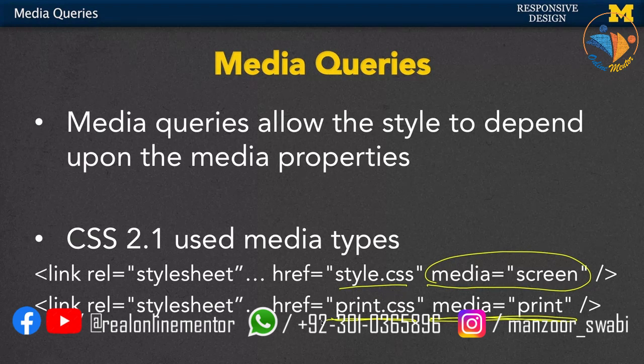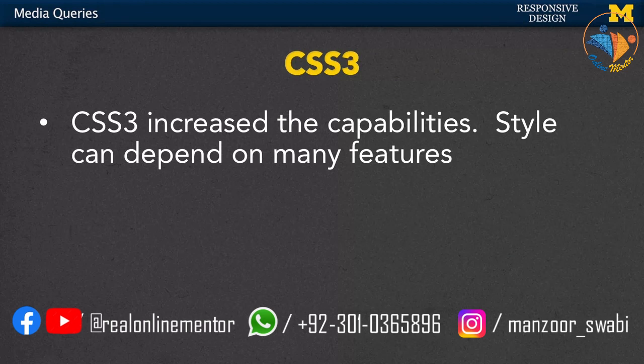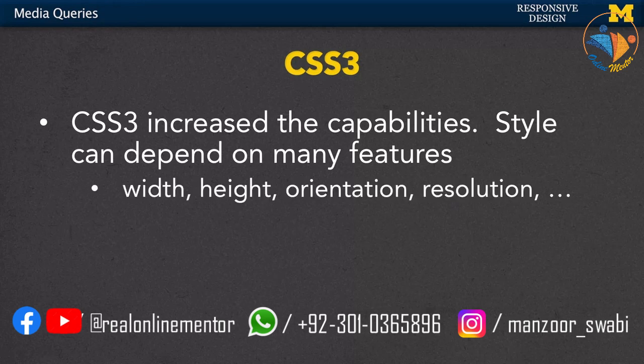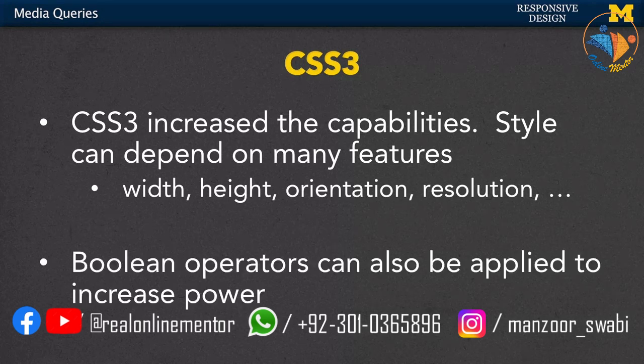And this was a big step forward for us because it allowed us to, again, have different content and style depending upon the platform. With CSS3, we have even more capabilities because the style can depend upon many more features. We can look at the width, the height, the orientation, and even the screen resolution. In addition, we can add Boolean operators to increase the power. And what Boolean operators are just simple and ors. So you might want to say something along the line of, if it's a screen and fill in some other properties there.